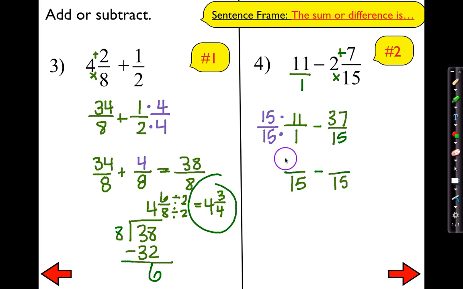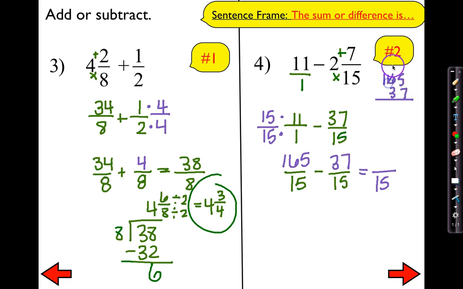15 times 11 is 165, so that part's good. 15 is already 15, so nothing's going to change. I'm going to keep the numerator as a 37. Now, in order to get my answer, I'm going to have to go ahead and first keep the denominators the same, but we're going to have to subtract the numerators. I can't do this off the top of my head, so I'm going to go ahead and do some side work. Let's do 165 minus 37.